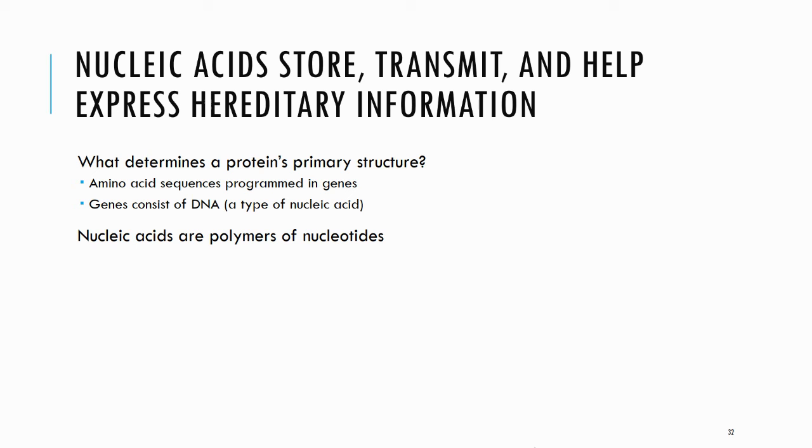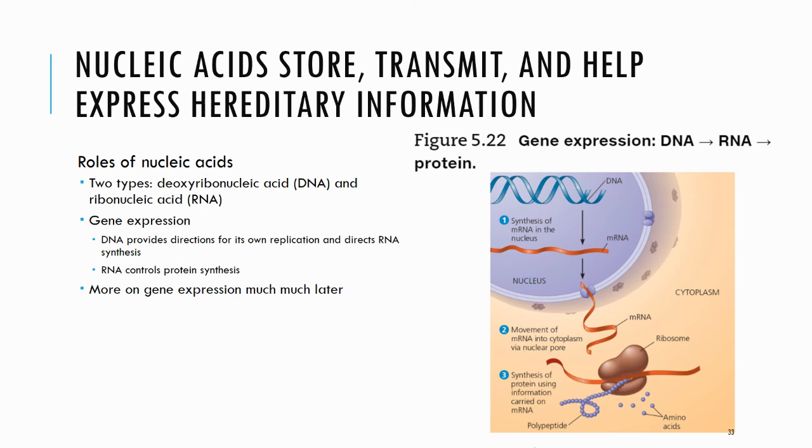Last, we will talk about nucleic acids, which are polymers of nucleotides. There are two types of nucleic acids: deoxyribonucleic acid, or DNA, and ribonucleic acid, or RNA. They are both important for gene expression. So DNA provides directions for its own replication to make sure that DNA is in every cell, and directs RNA synthesis. And then RNA controls protein synthesis. But we will talk about that much, much later.